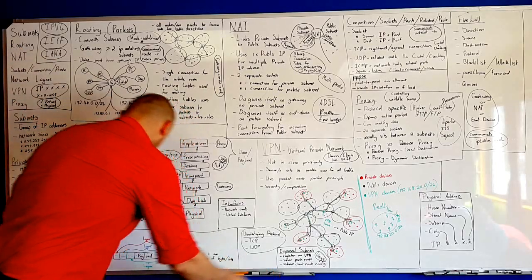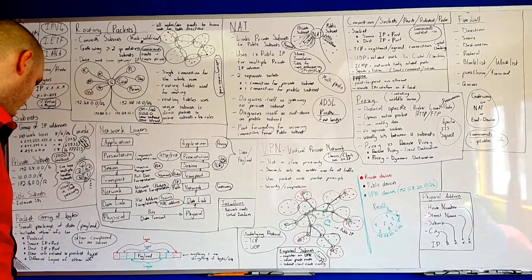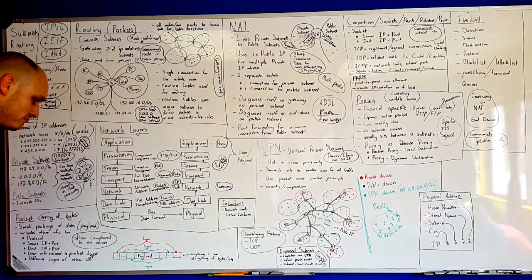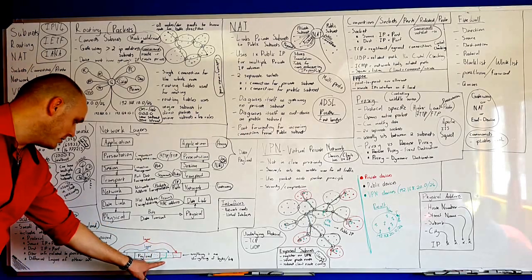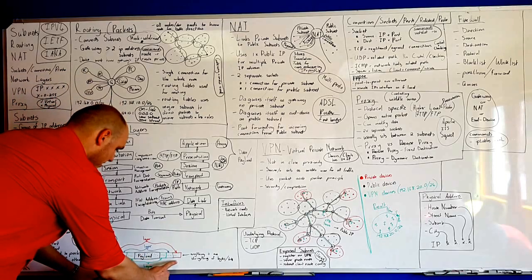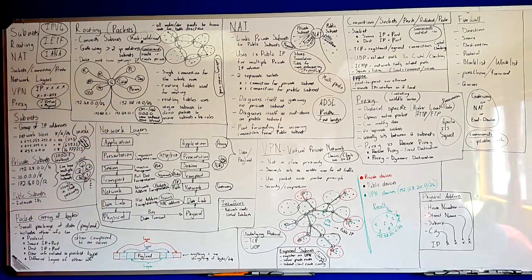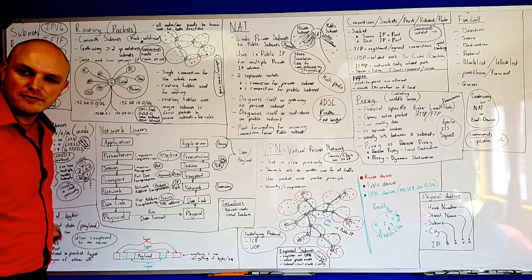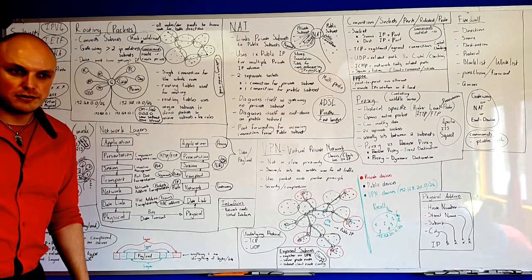Cool. Does this make sense? The green is one layer, the blue is another layer, and the red is another layer. Do you have any questions about the packet itself? Everybody fine? Cool.